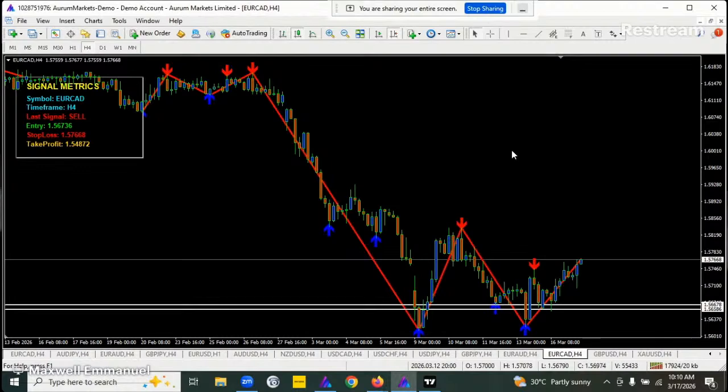I'm taking a buy on EuroCard right now. EuroCard and Euro Australian dollar.